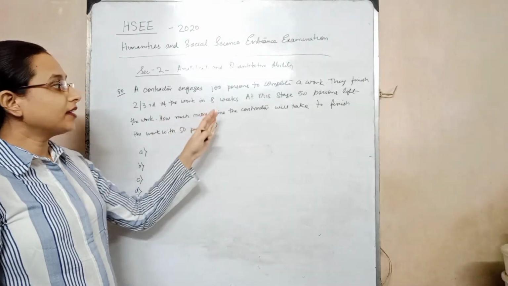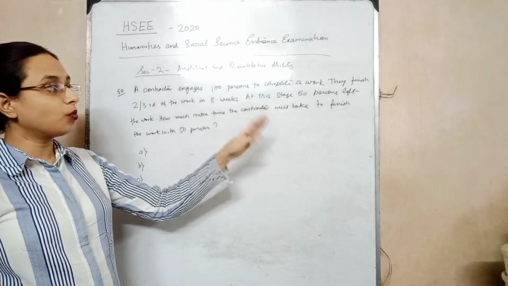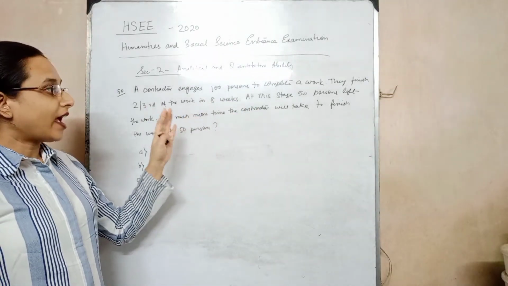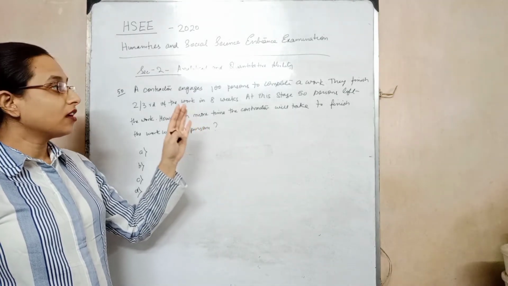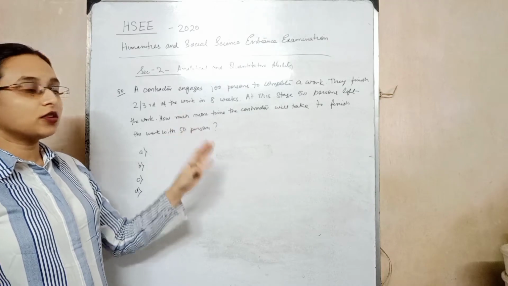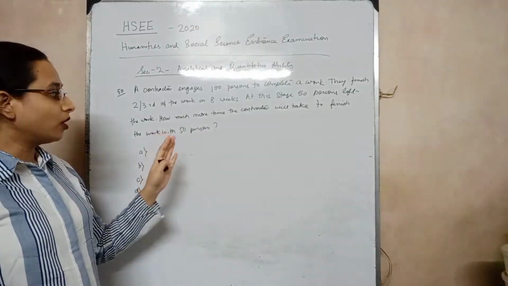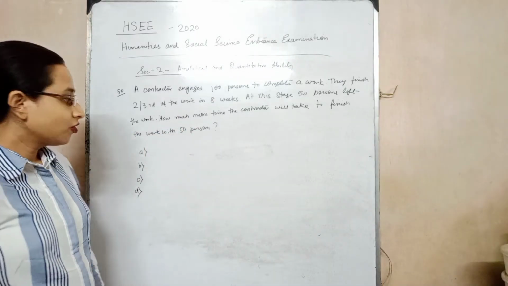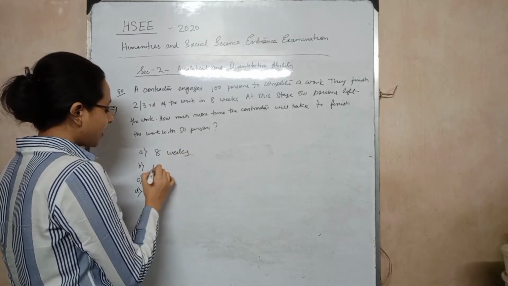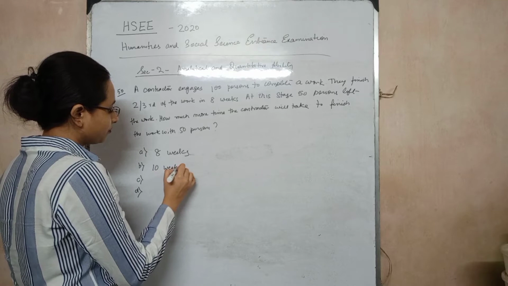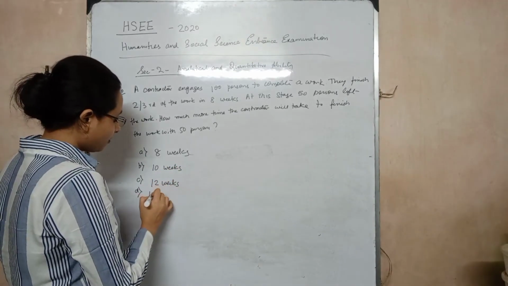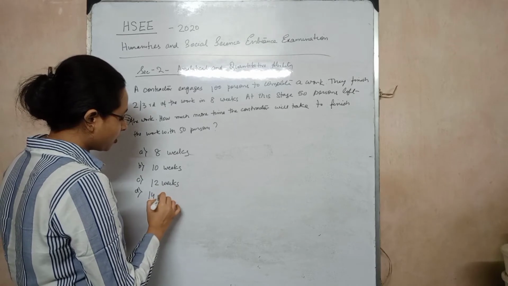A contractor engages 100 people to complete a work. They finish 2/3 of the work in 8 weeks. At this stage, 50% left the work. How much more time will the contractor take to finish the work with 50%? The first option is 8 weeks. Next option, 10 weeks. Third option is 12 weeks. And the fourth option is 14 weeks.